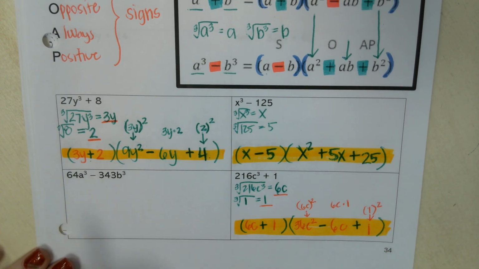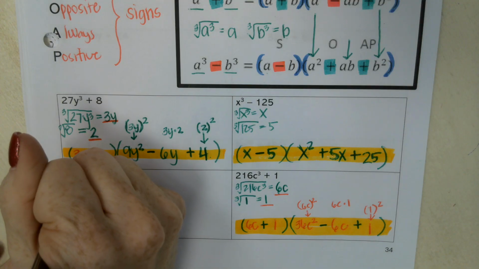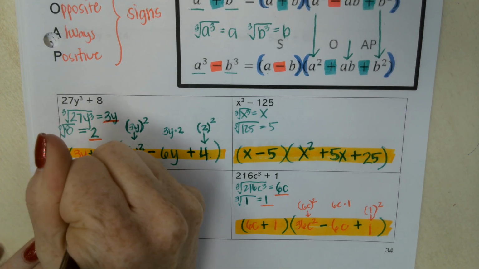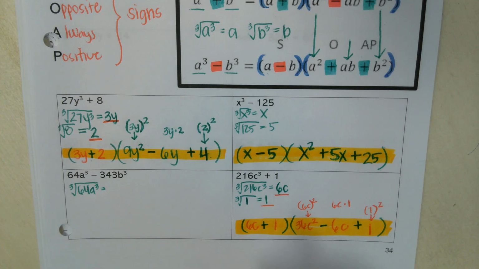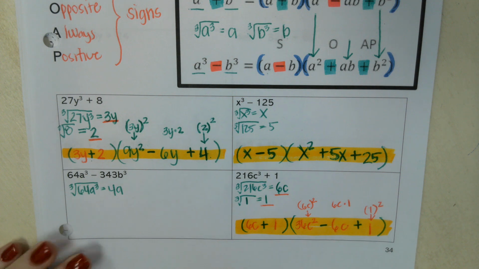Okay. All right, here we go. 64a cubed minus 343b cubed. These are bigger numbers, but that's okay. What do you cube to get 64? 4. And then I'll just tack that a onto it.